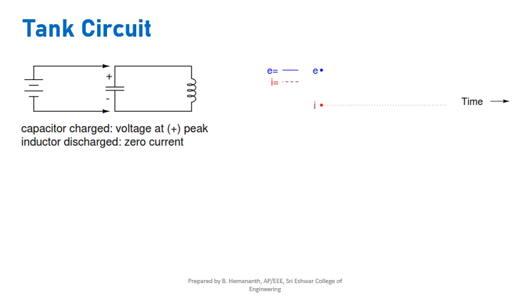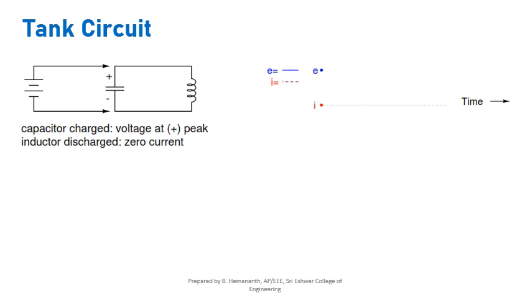Now let us discuss what a tank circuit is and how oscillations are produced in a tank circuit in detail, because this is the basis for understanding the concept of resonance. Let us consider an already charged capacitor which is connected across a discharged inductor. That is, the inductor has no energy in it.